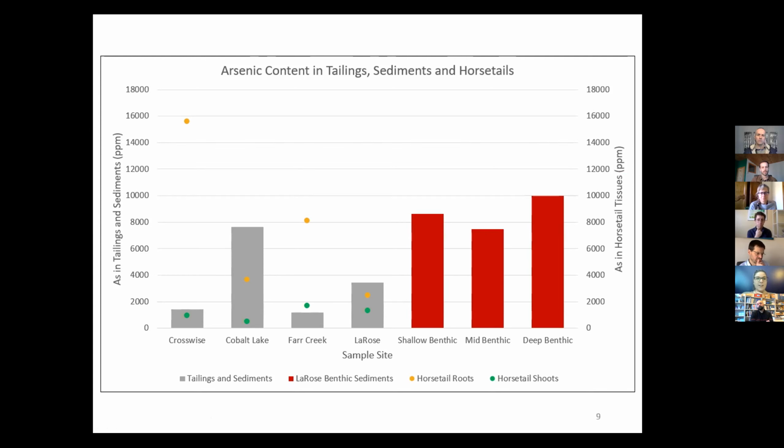And one thing that I noticed right away is that the arsenic at Cobalt Lake is the highest, but the benthic sediments actually tend to have higher arsenic than the tailings and sediments. The horsetail tissues sometimes contain higher arsenic than the tailings, which is really interesting. And consistently, we see concentration of arsenic in the roots relative to the shoots of the plant.